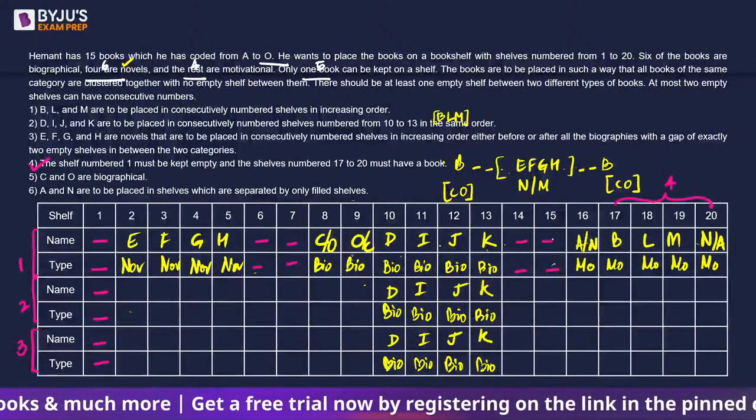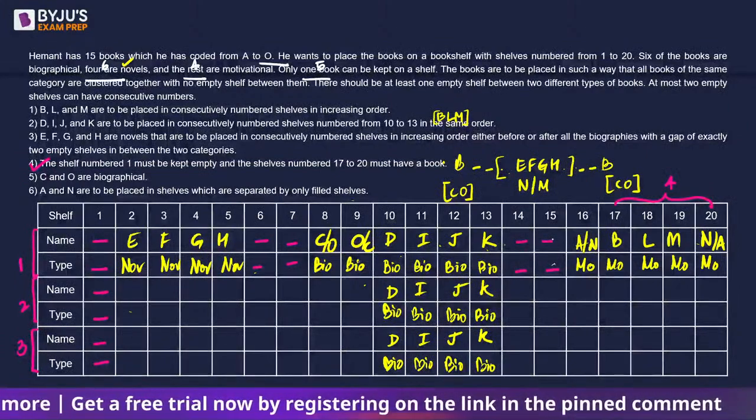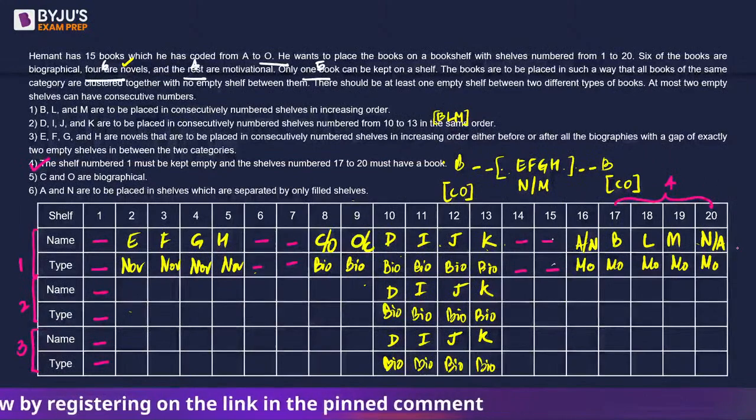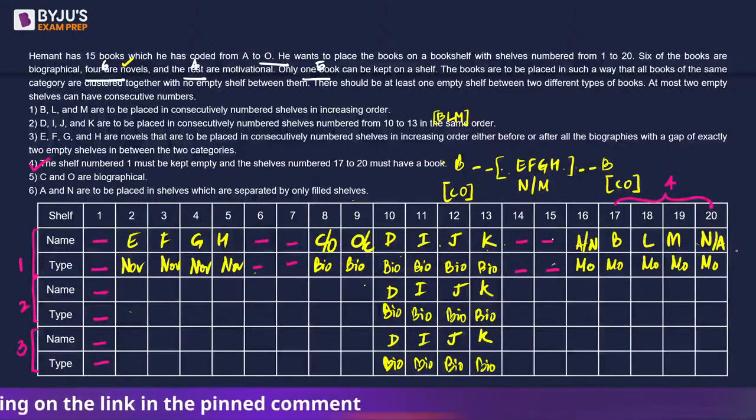So here there are a total of 4 cases. CO and OC can interchange and AN and NA can interchange. So we will have a total of 4 possibilities here. Okay. Next one. DIJK is fixed.